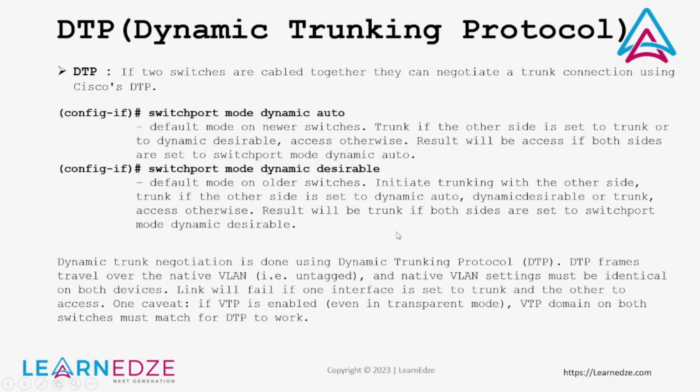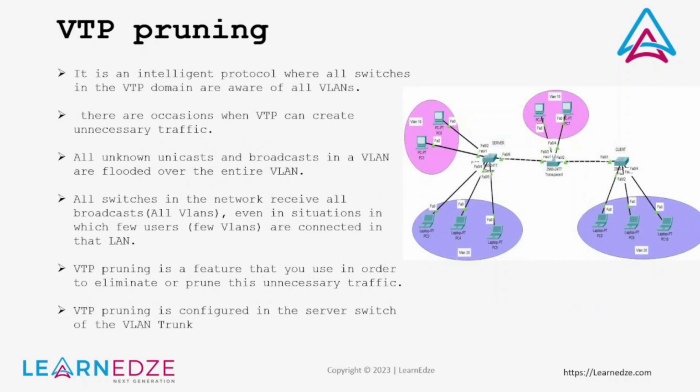So we have discussed DTP, the dynamic trunking protocol. Dynamic trunk negotiation is done using the dynamic trunking protocol. DTP frames travel over the native VLAN, so the native VLAN is used for DTP. Let's go to the next slide.